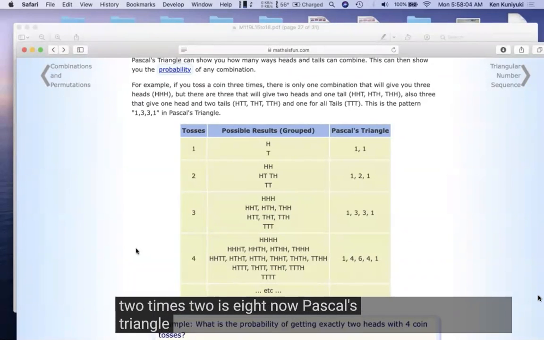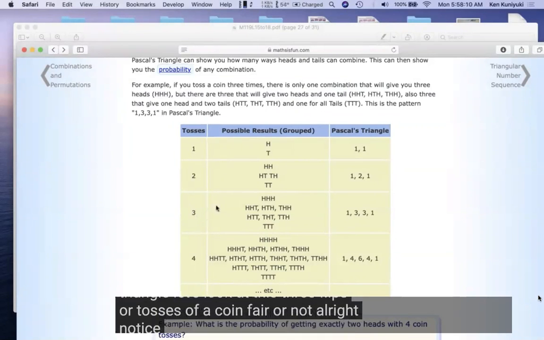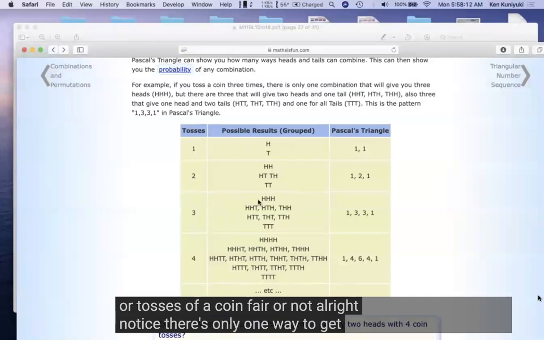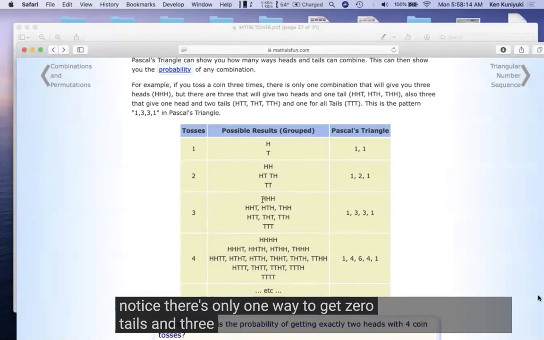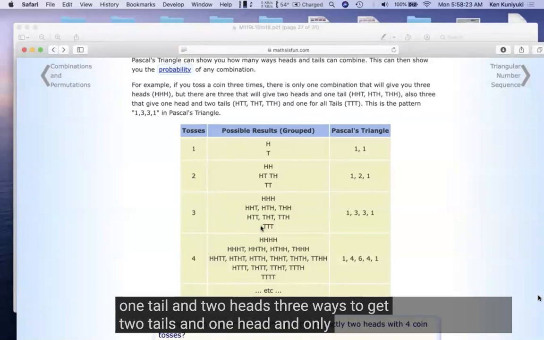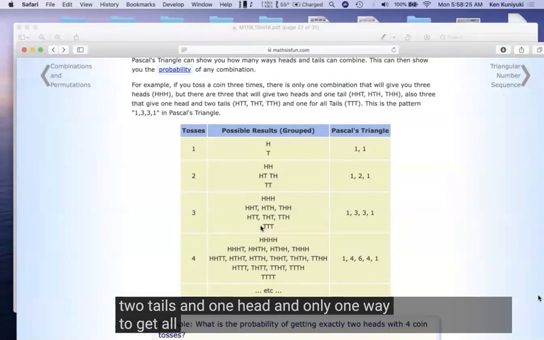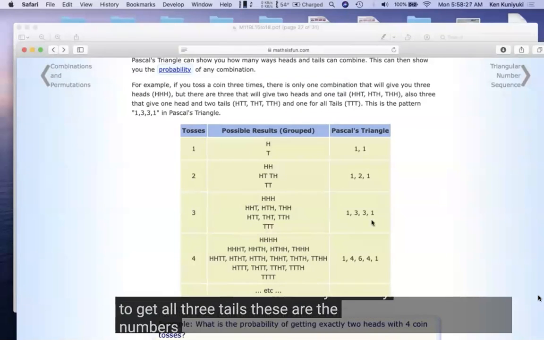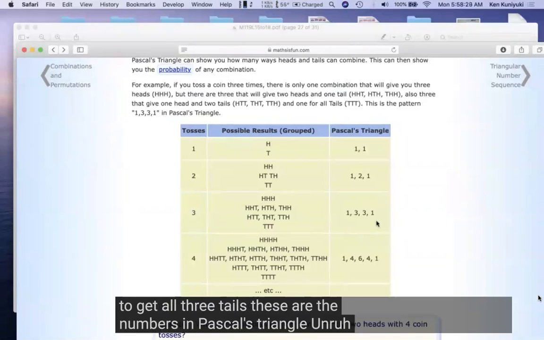Now, Pascal's triangle, let's look at this. 3 flips or tosses of a coin, fair or not, all right? Notice there's only one way to get 0 tails and 3 heads, 3 ways to get 1 tail and 2 heads, 3 ways to get 2 tails and 1 head, and only 1 way to get all 3 tails. These are the numbers in Pascal's triangle on row number 3.